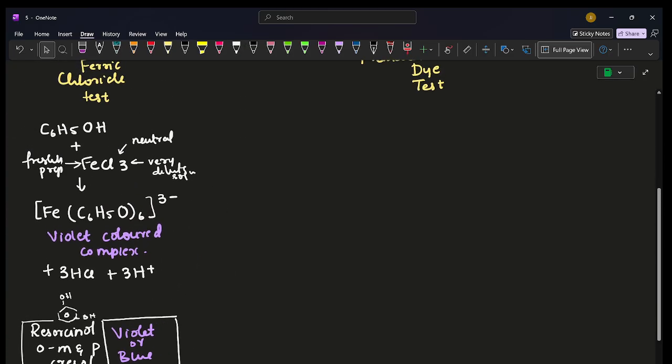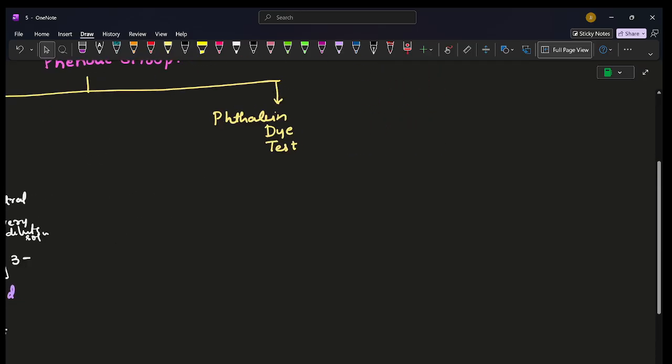Okay, cool. Done with this test. Next, let's move on to the phthalein dye test. Phenols condense with phthalic anhydride in the presence of concentrated H2SO4, and phenol condenses to give phenolphthalein, which gives a dark pink color with NaOH solution, and this is called the phthalein dye test. It's simple. The actual structures are pretty hard, so I'm just going to write it down.